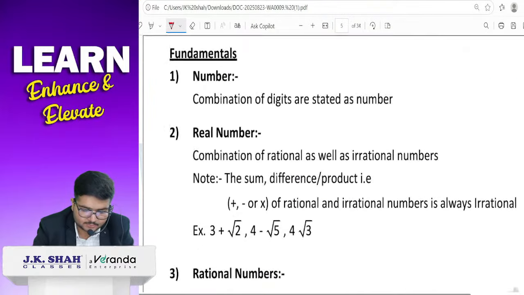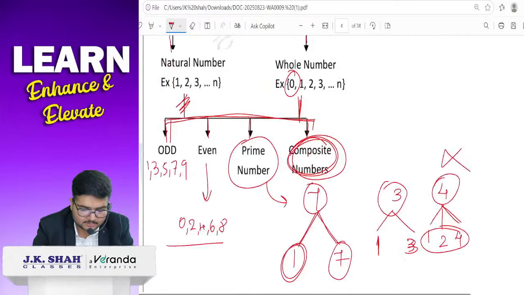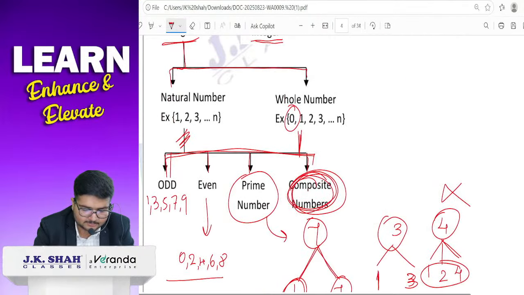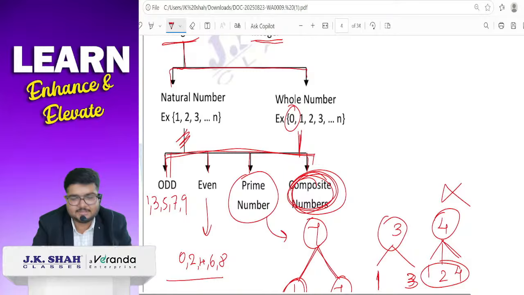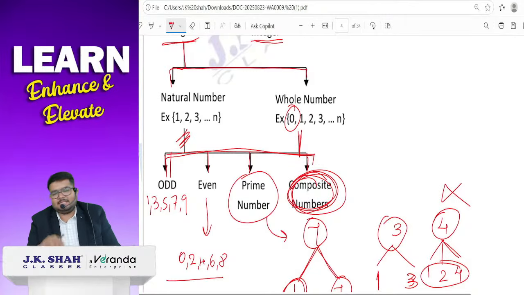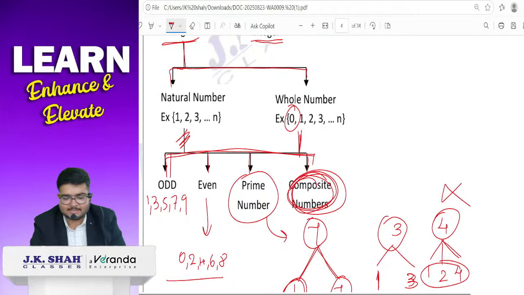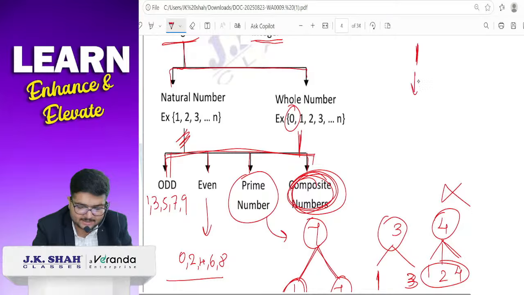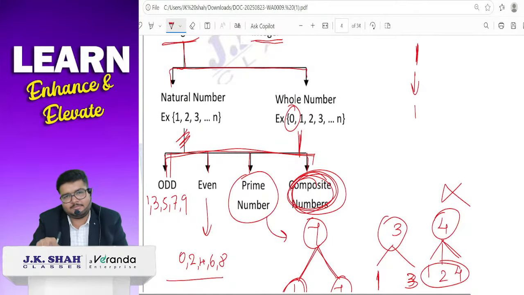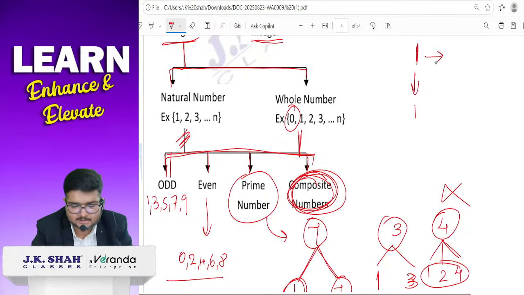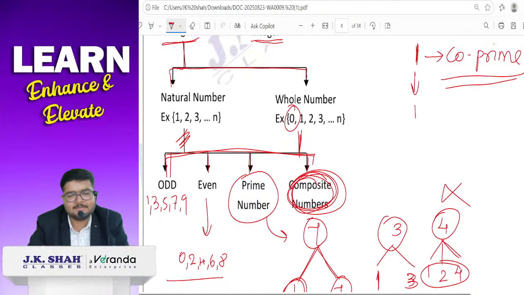Let us move forward to the next concept. I told you about composite numbers, right? Any number which is not a prime number is called a composite number, because any number which has two factors is called prime, and more than two factors is composite. But sir, what about 1? 1 has only one factor, that is 1. So is 1 a prime number? No. Is 1 a composite number? No. 1 is a co-prime number.